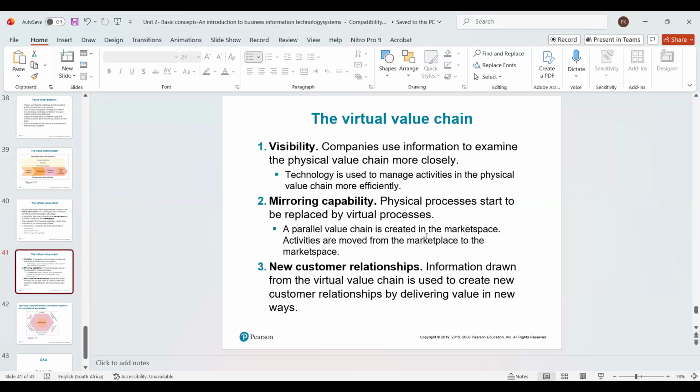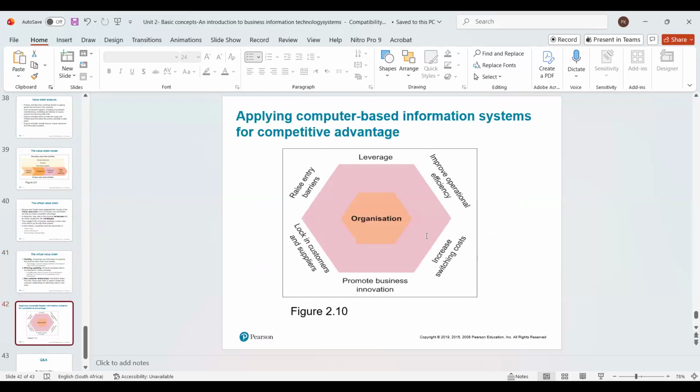You will never meet the person, but you can conduct your business through the internet in order to expand the business. So this is basically a typical computer-based information system for competitive advantage.